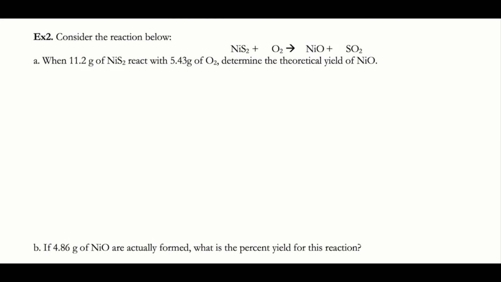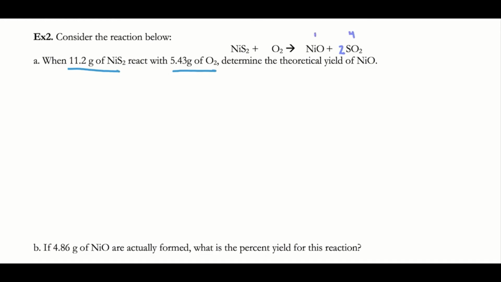It says, consider the reaction below. When 11.2 grams of nickel sulfide react with 5.43 grams of oxygen, determine the theoretical yield of nickel oxide. All right, so the first thing I need to do is I need to balance. I got 2 sulfurs on my reactant side, so I'm going to put a 2 here. Okay. Then notice I've got 4 oxygens from the sulfur dioxide. I've got 1 from nickel oxide.